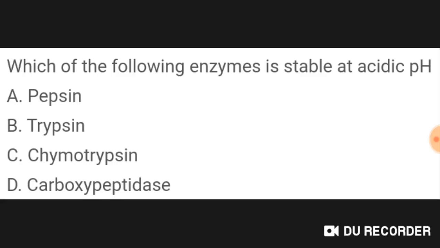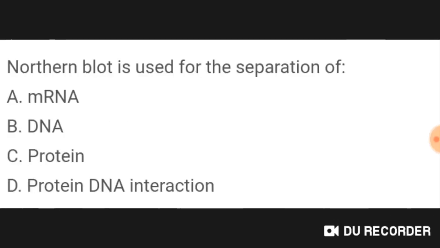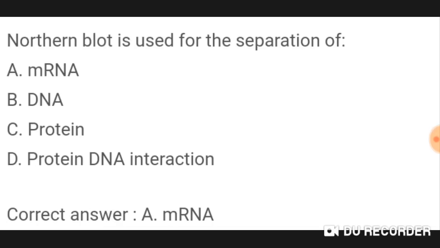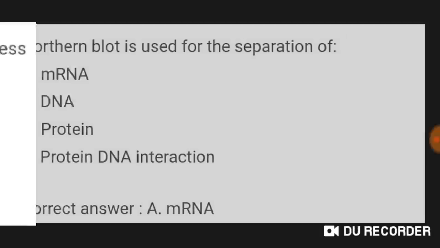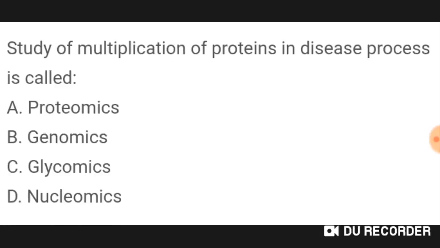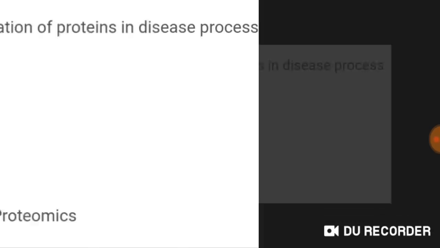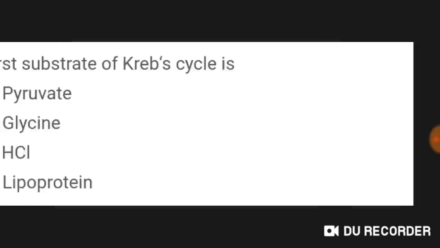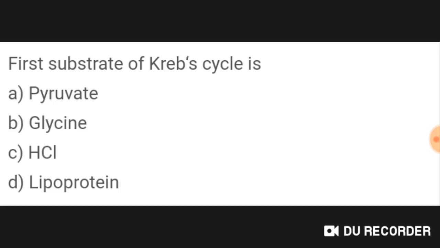Which of the following enzymes is stable at acidic pH? Pepsin. Northern blot is used for separation of mRNA, Southern blot for DNA and Western blot for protein. Study of multiplication of proteins in disease process is called proteomics. Vitamin E intoxication causes injury to lysosomes. First substrate of Krebs cycle is pyruvate.